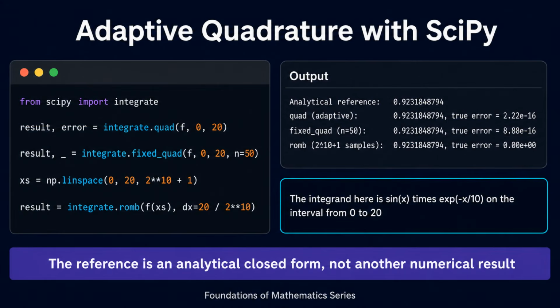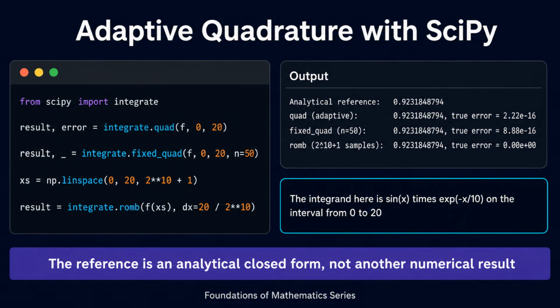In production, you rarely write these rules yourself. The SciPy library provides high-performance integration functions with adaptive step-size adjustment and high-order quadrature methods. Take an oscillating integrand, sine of x times the exponential of -x over 10, on the interval from 0 to 20. Because a closed-form antiderivative exists for it, we have an analytical reference value of 0.92318488794, and that matters. The reference is an analytical result, not another numerical one, so the comparison is a real test.